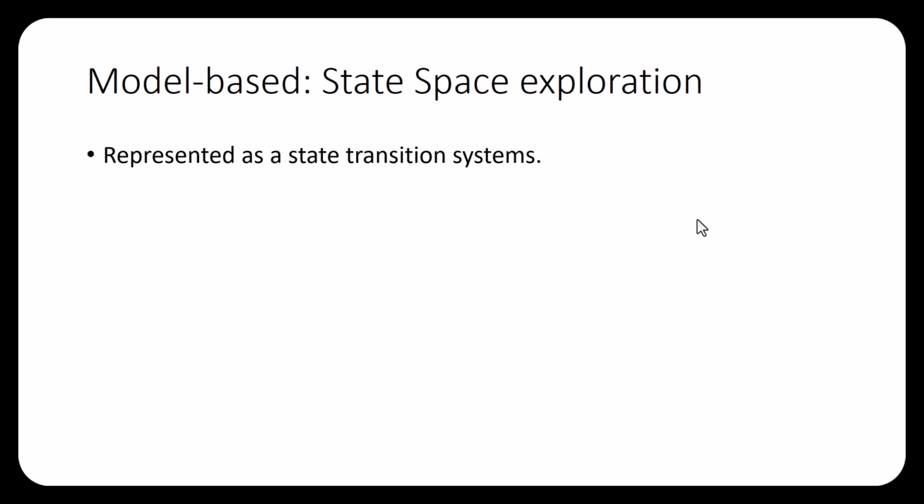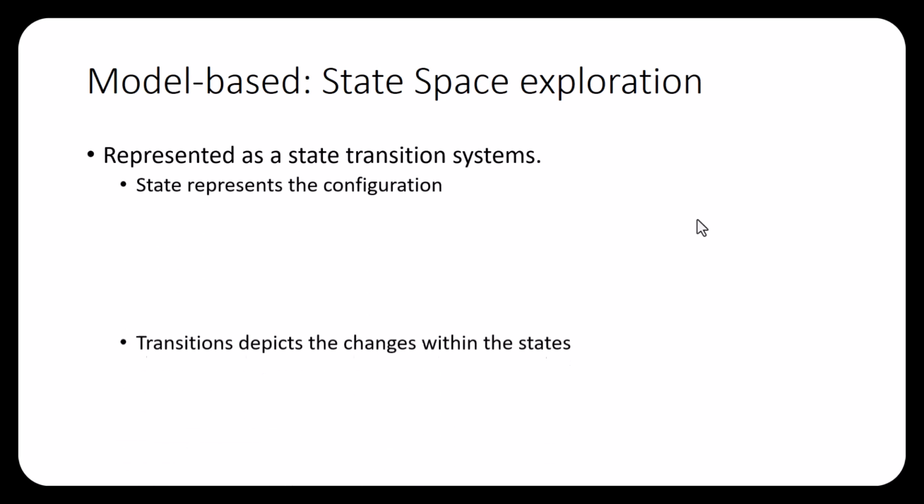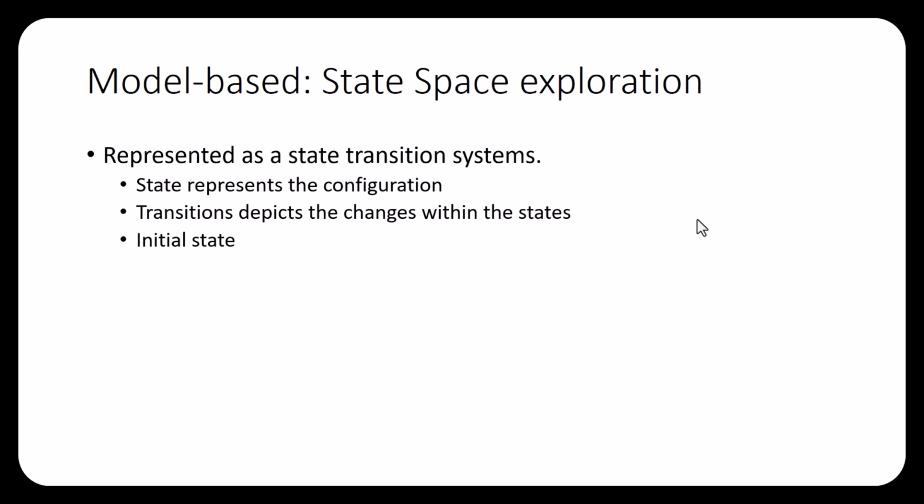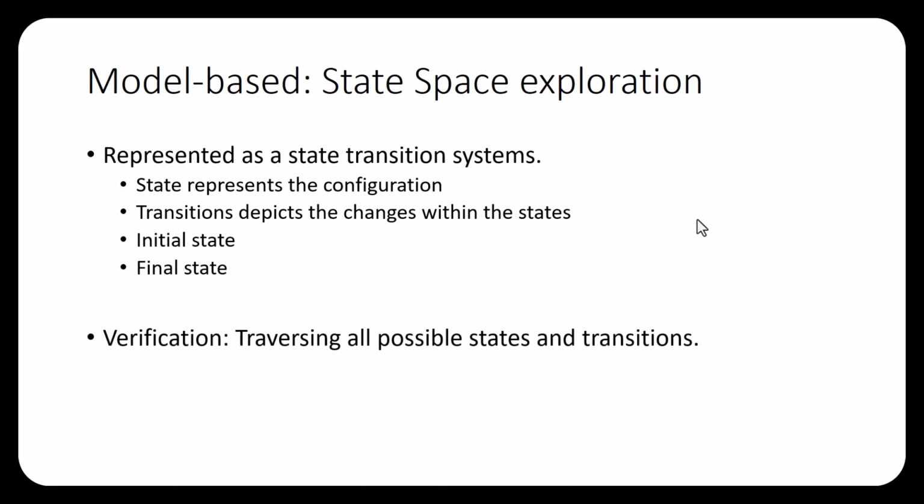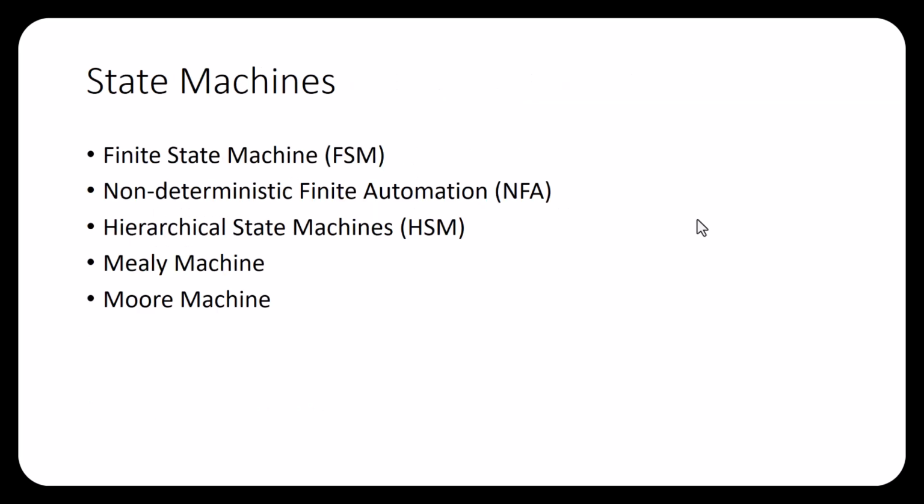Then we saw state space exploration, represented as a state transition system. I told you what a state is, what a transition is, what an initial state and a final state are; all these definitions were given. And I also dealt with verification. What do you mean by verification? A model-based state space exploration. So finally, we end up with a state space model.